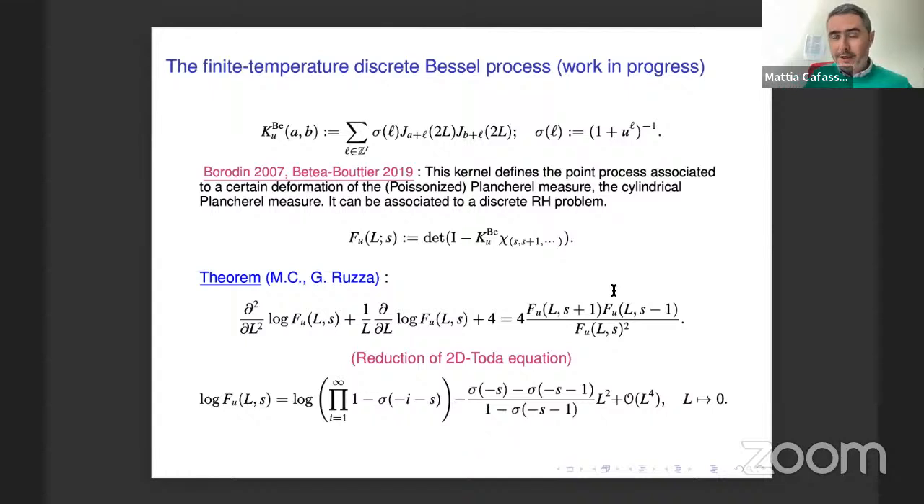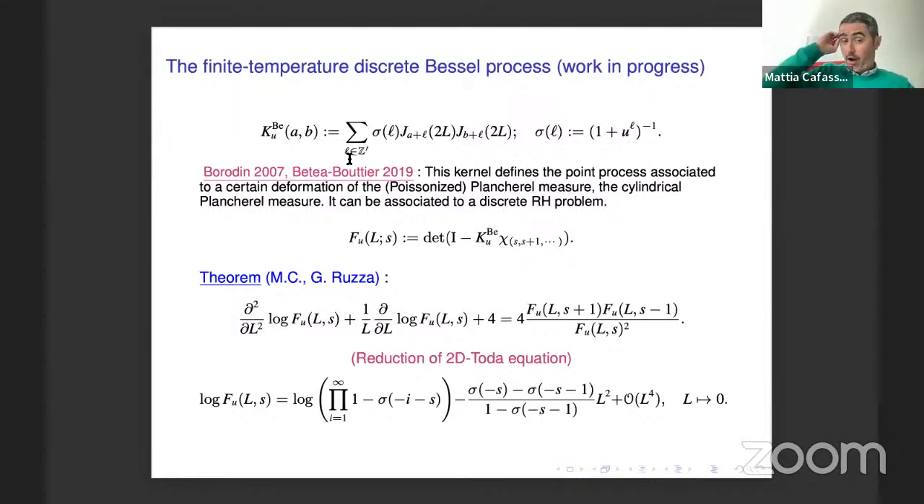But the point is that there is a discrete version of the finite temperature IV kernel, which is the finite temperature discrete Bessel process, Bessel kernel. So this kernel, which is expressed here in this form, is given not as an integral, but as a sum on some points L, which are located for convenience here on the semi-integers. So on the points 1/2, 3/2, 5/2, and so on.